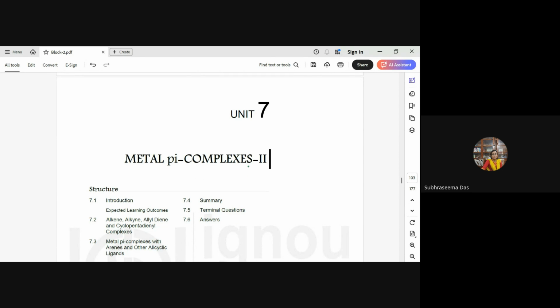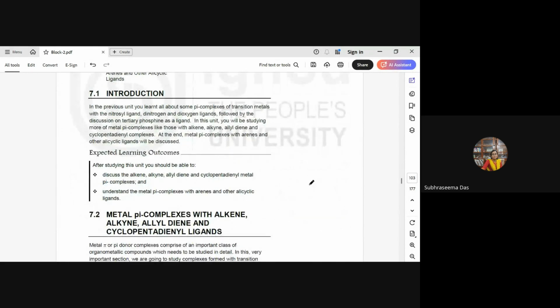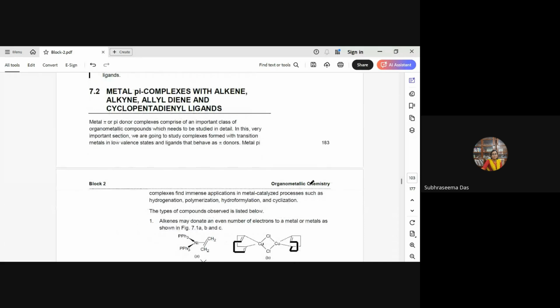So now we'll start the second part of this chapter. In the first part, we talked about metal pi complexes. And here in this second part of metal pi complexes, we will talk about the alkene and alkyne complexes, the cyclopentadienyl metal complexes, and other alicyclic complexes. So first we'll start with metal pi complexes with alkene, alkyne, allyl, and cyclopentadienyl ligands.